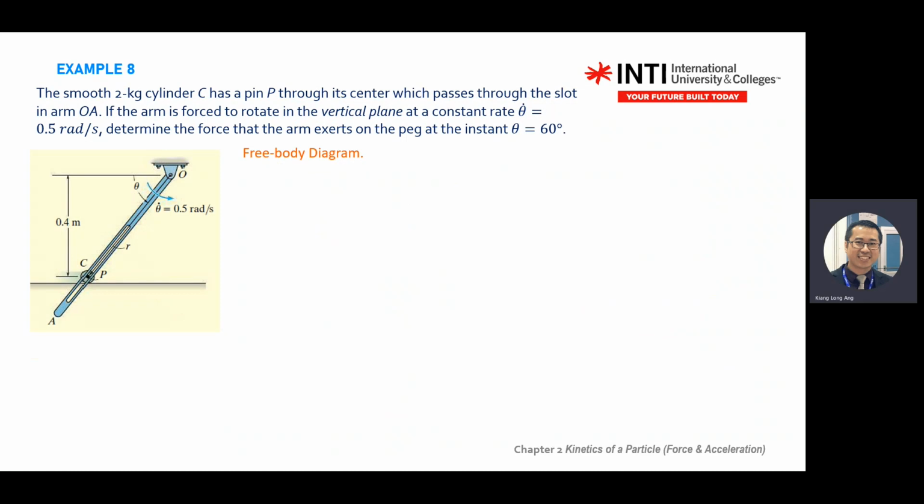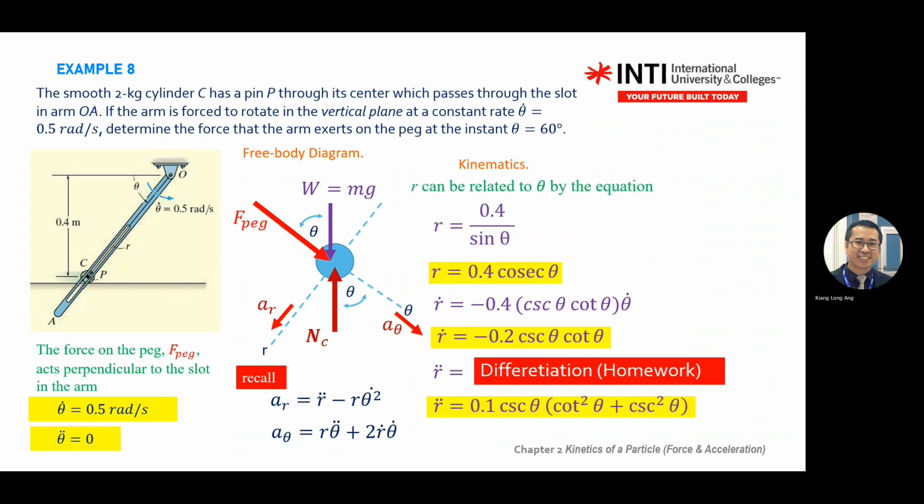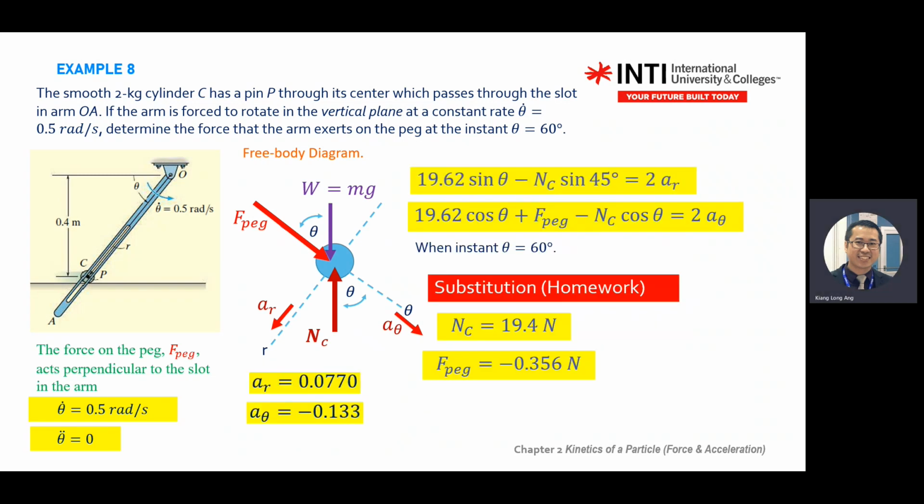Example 8, go home and read. This is another example on how you use the equation. Okay. With this, we conclude chapter 2. Come and read, lots of steps.